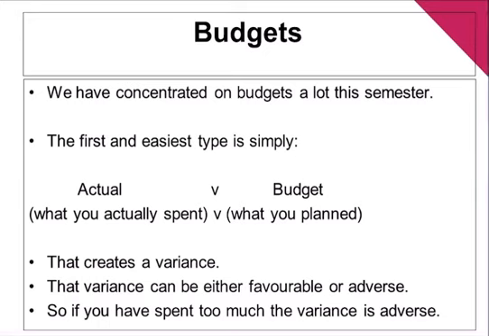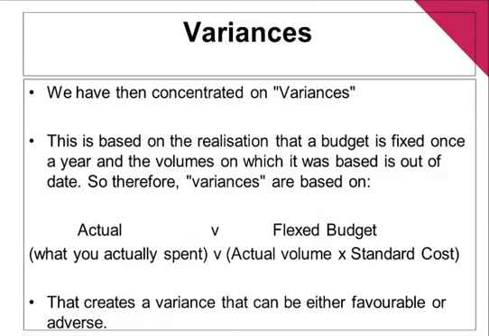Okay, so where does this all come from? Well, it comes from this basic premise that I've talked about this semester, this idea of budgets. And we started very simply with actual versus budget, what you actually spent against what you planned to spend, and ultimately you create a variance. And that variance can be either favourable or adverse. For example, if you spent too much, the variance is adverse. It's as simple as that.